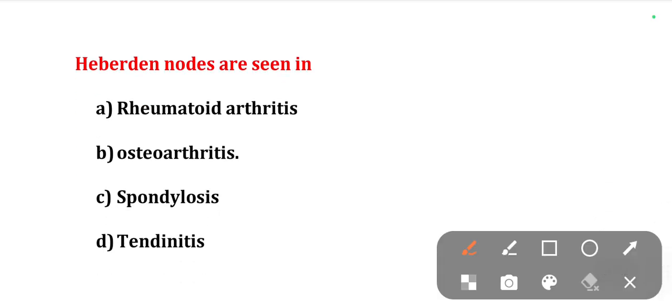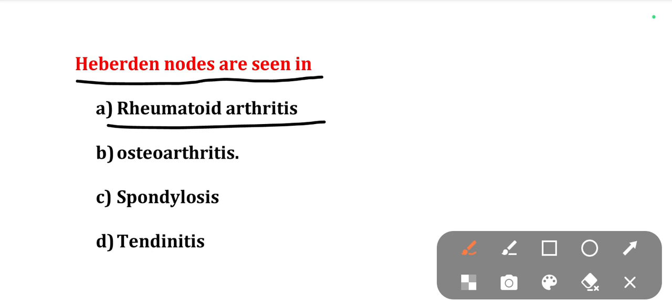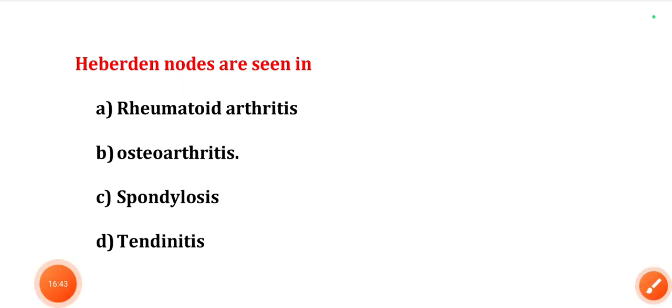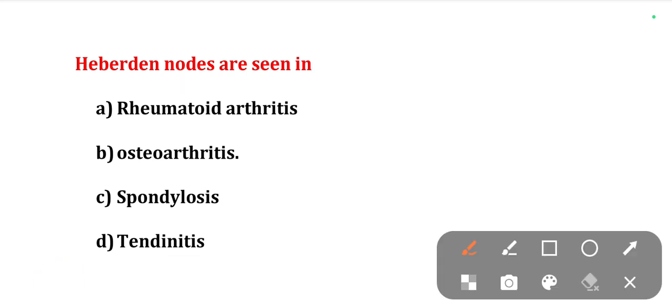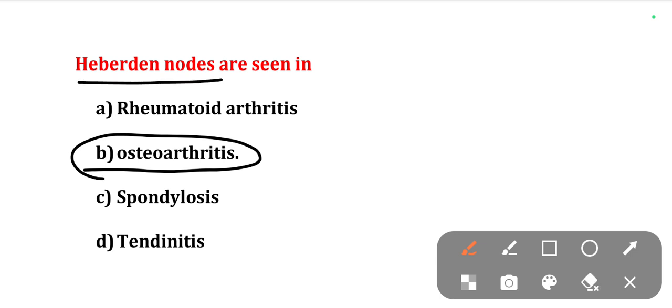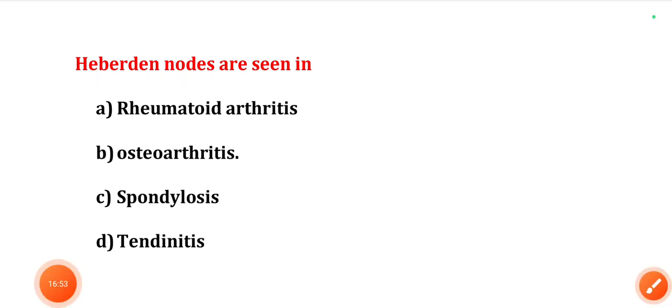The next one is, Heberden nodes are seen in. Options are rheumatoid arthritis, osteoarthritis, spondylolysis, and tendinitis. The right one is osteoarthritis. So Heberden nodes are present in the case of osteoarthritis. Osteoarthritis is a degenerative condition of the joints.